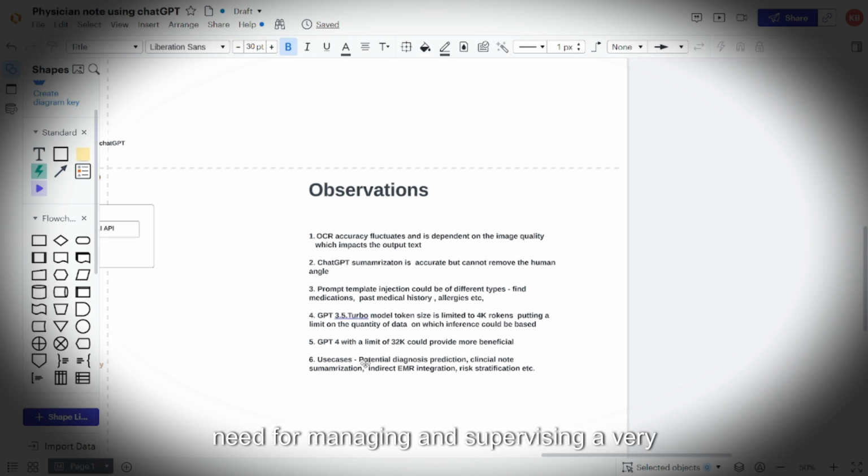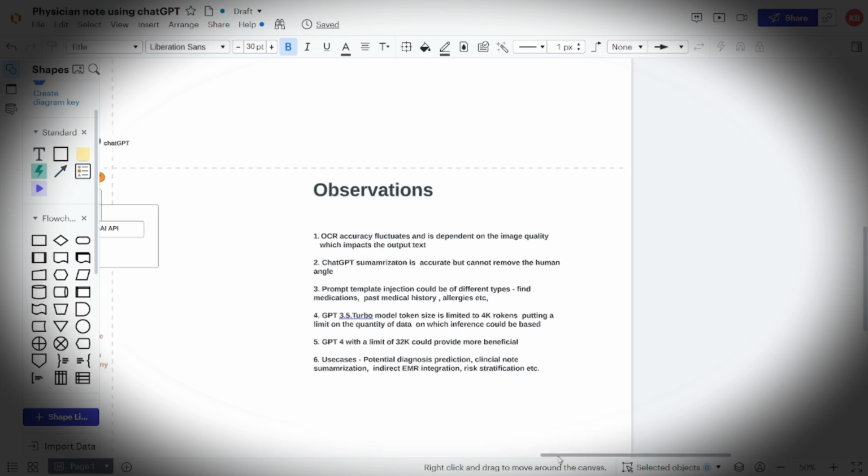managing smaller chunks itself. Some of the use cases include potential diagnosis prediction based on the physician note, then summarizing a very big clinical note to extract the important clinical data from it, like medications, allergies, risk levels, and so on. It could also be used for indirect EMR integration, where API integration is not possible, and currently there is a human process by which snapshots or pictures of the EMR screens are taken and then fed to another system and someone types in. So here it could actually replace that kind of flow. And obviously we could also ask ChatGPT for risk stratification.